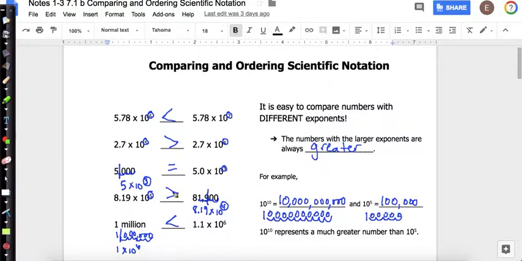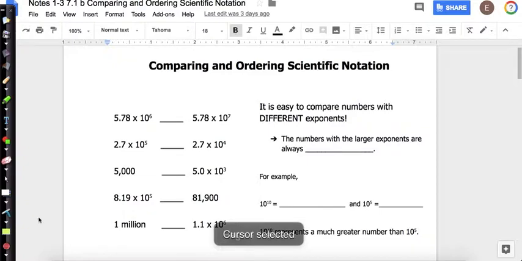Now, you don't have to always change them both to scientific notation. You could change them both to standard form, but it's easier to look at them when they're both in scientific notation, personally. Okay, moving right along.